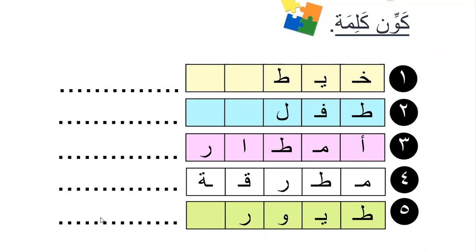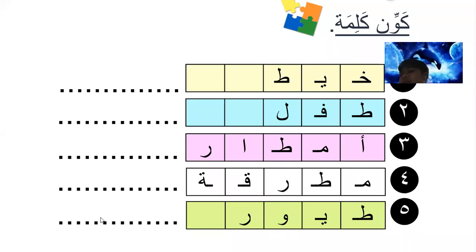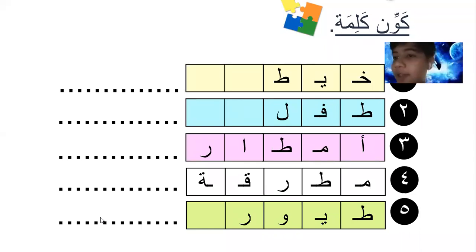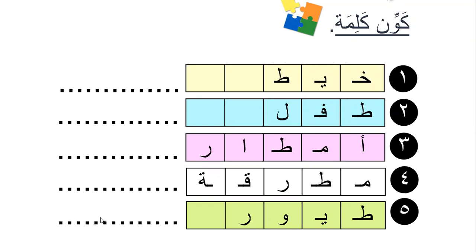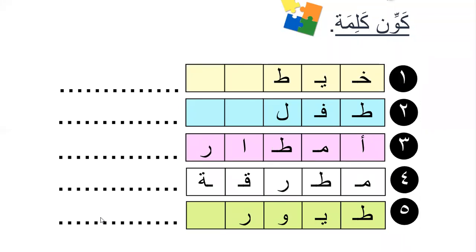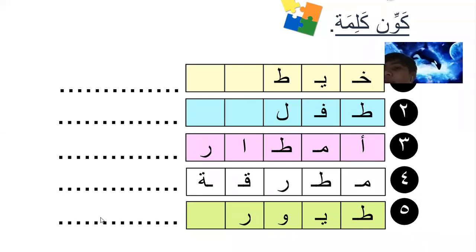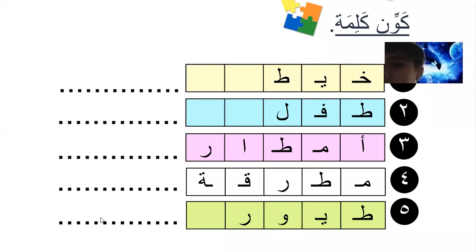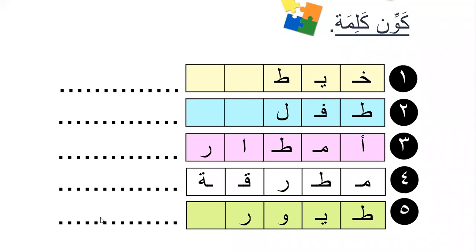Let me see the kite. Yes, kite. Was it the string? Yes, string. Then tifl, kid. Good. Amtar is rain. Good. Mitraqa, hammer. Good. Wait, what is it? Let me see the word. Tuyur. Birds, okay.